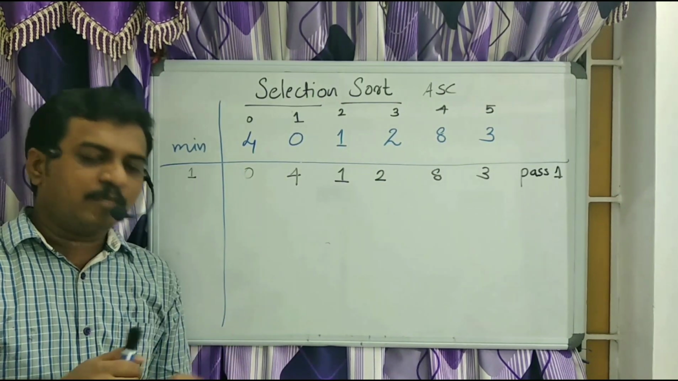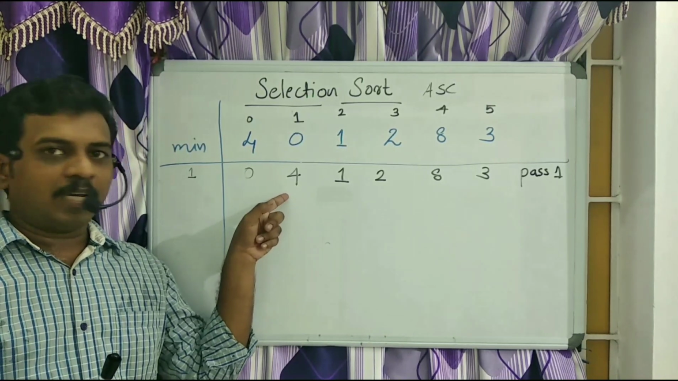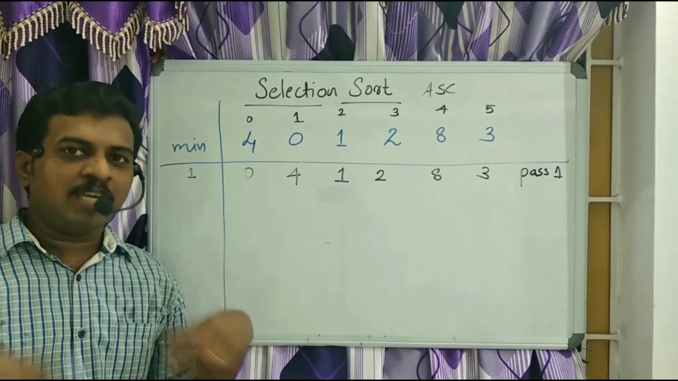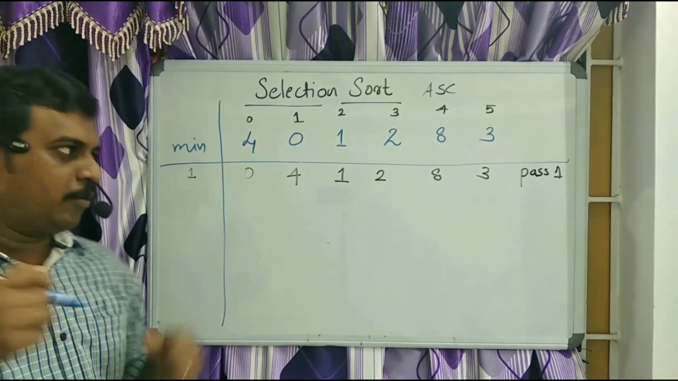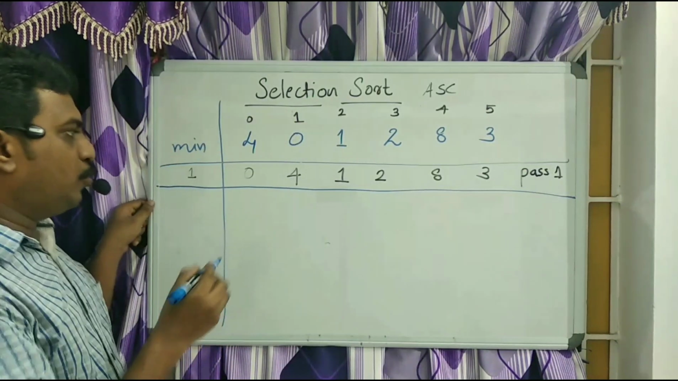In my previous video, I explained bubble sort. In bubble sort, after the first pass, the biggest number will be in its exact position if I am sorting in ascending order. Okay, now I will go with pass 2.